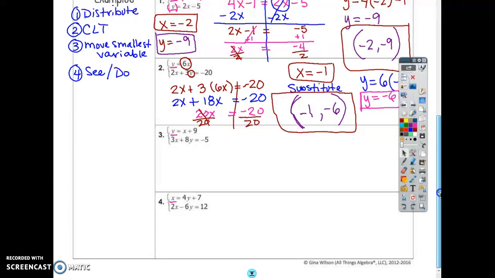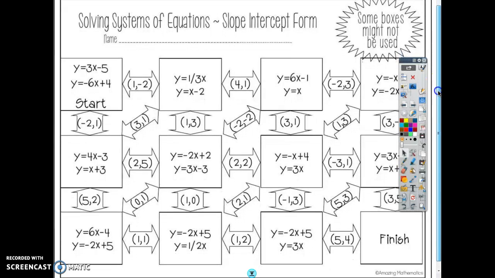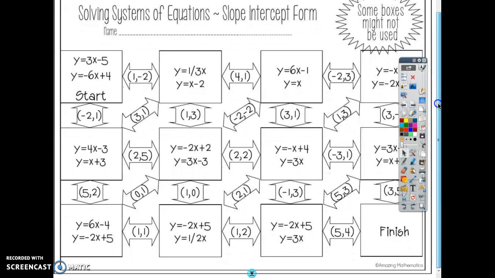So you're going to do the last two problems on the front page, and then you're going to do the back page the same way. So you're just going to need more paper. You're starting here. So let me highlight it. You're starting on this one. And your answer is either going to be negative 2 comma 1 or 1 comma negative 2. And that's how it takes you to the next problem.